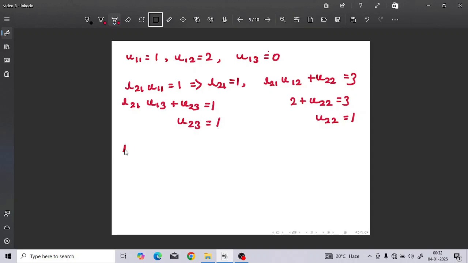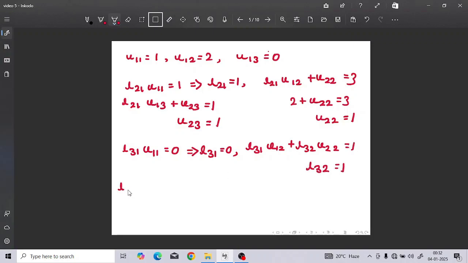Then from the last row, we will get L31 U11 equals to 0. As U11 is 1, so L31 is 0. Then L31 U12 plus L32 U22 is equals to 1. It will give L32 equals to 1. And for the last value, we will use L31 U13 plus L32 U23 plus U33 is equals to 3. It will give us U33 is equals to 2.